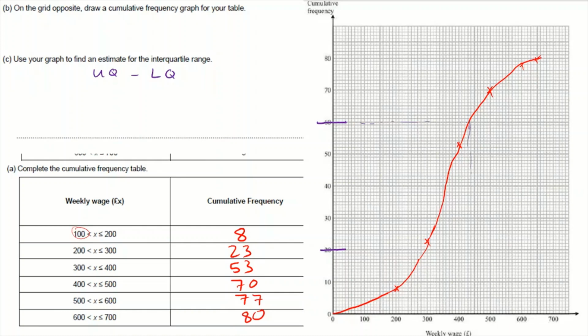If we read off the value at 60, we get around about 440. So my upper quartile is around about 440. Our lower quartile is at 20. If I read off my value at 20, I get about 300. So my interquartile range is 140. There was a leniency in the answers of 120 to 160 between there.